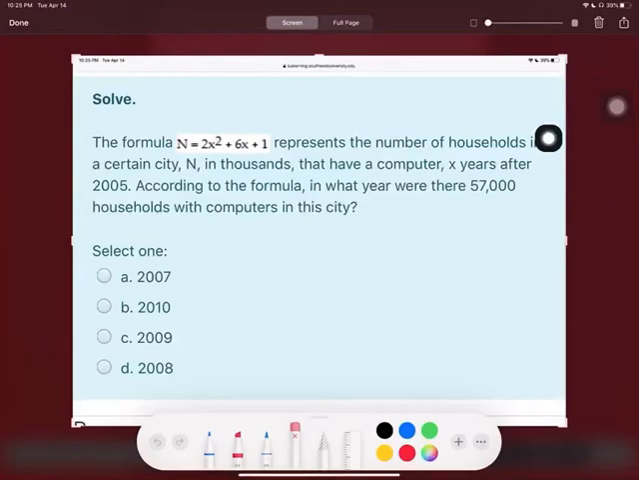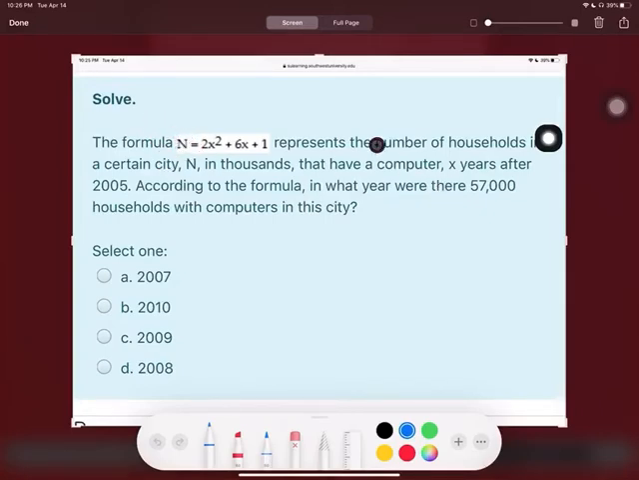I'll show you how to solve this problem really quick. The problem says there's a formula, n equals an algebraic expression. This represents the number of households in a city, in thousands. So whatever n is, it has to be in thousands. If it's a 2, that's 2,000. If it's a 5, that's 5,000.